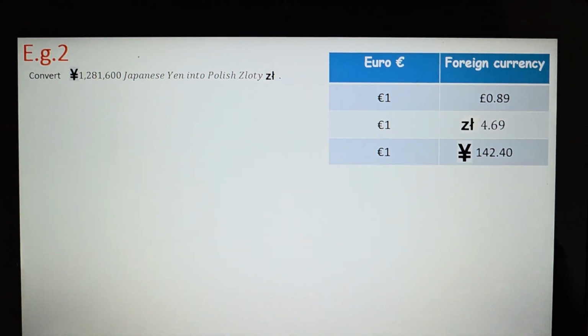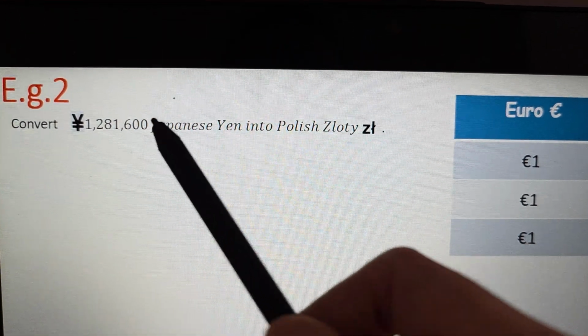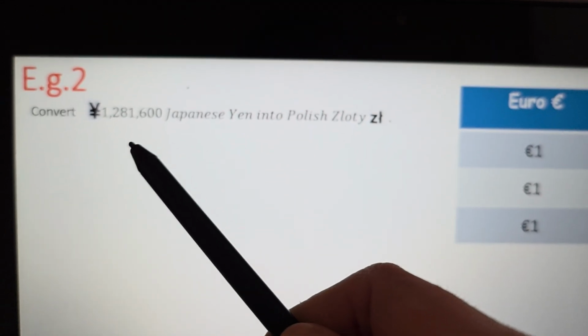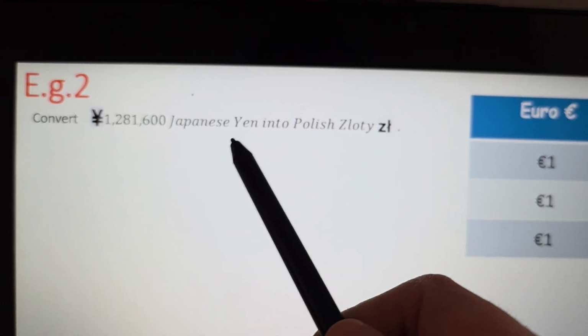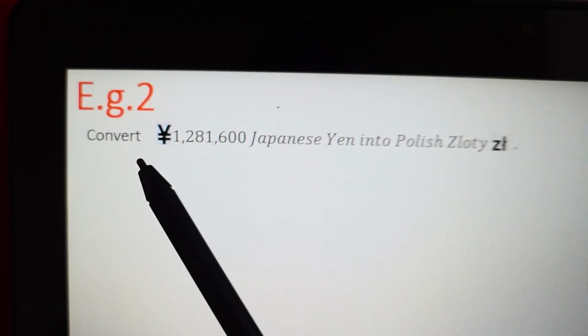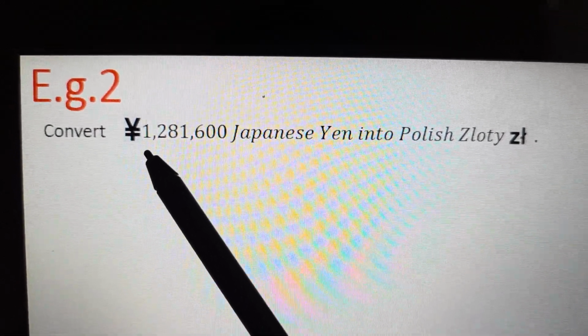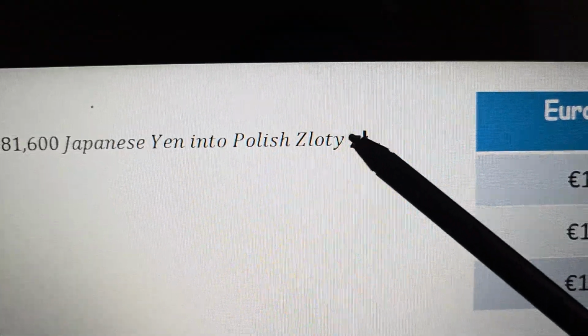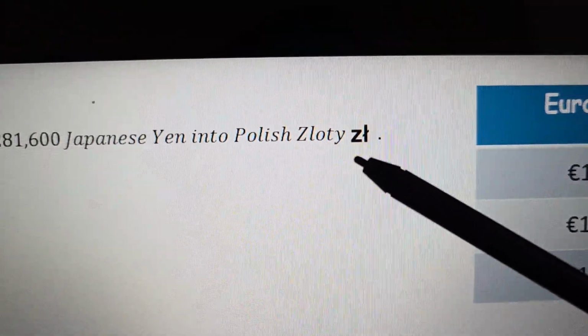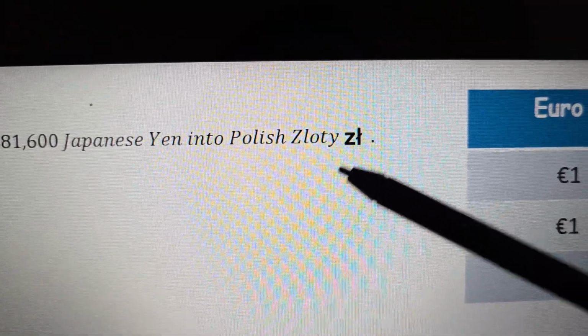Example 2. Convert 1,281,600 Japanese yen into Polish zloty. That's the symbol for Japanese yen. It's like a Y symbol with two lines going through the middle of it. Okay, and that's our symbol for Polish zloty. So it's a Z kind of like a slanted T.